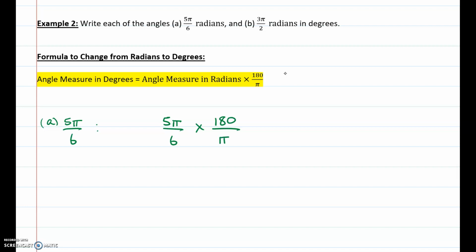Now, very often radian measures include a pi. They don't have to include a pi, but a lot of the time they do. And when you're converting to degrees, the pi will cancel out. So that makes it a little bit nice.